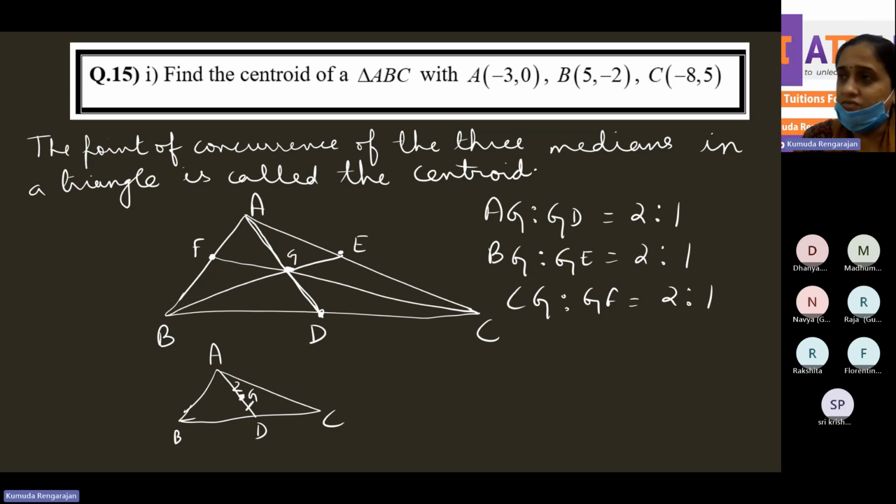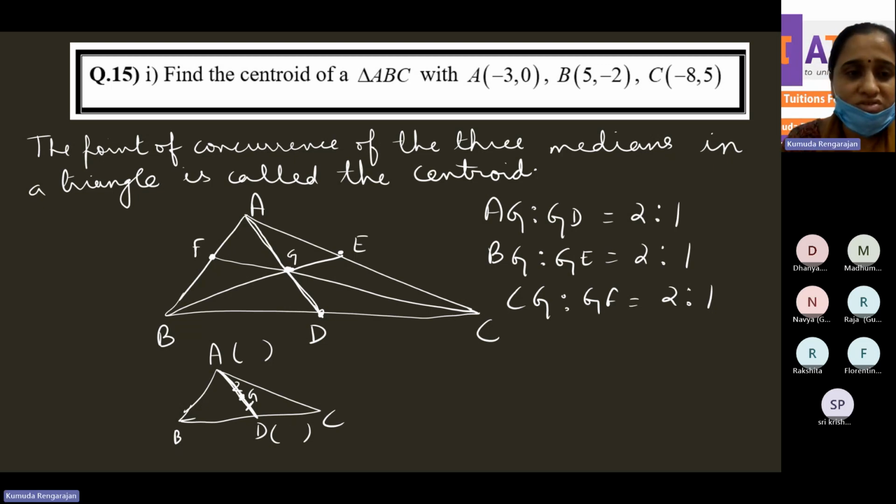Now to find the coordinates of G, where does G lie? G lies on AD, so you need the coordinates of A and D, because G divides AD in the ratio 2:1. A we already have in the question. How do you find D? D is the midpoint of BC. So find the coordinates of D, then use the section formula and find the coordinates of the centroid.